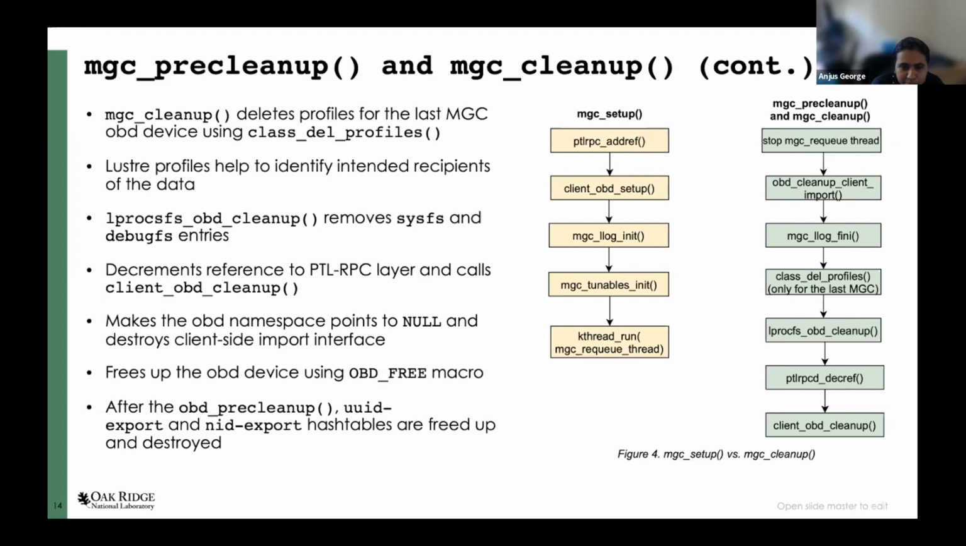So this figure shows the workflows for both MGC setup and MGC cleanup routines in MGC in parallel. After the OBD pre-cleanup, the UUID export and NID export hash tables are freed up and destroyed. The UUID export hash table stores UUIDs for different OBD devices, whereas the NID export hash table stores the portal RPC network connection information.